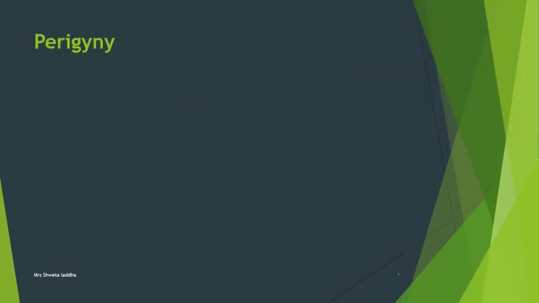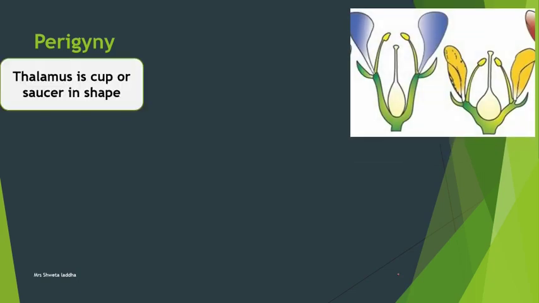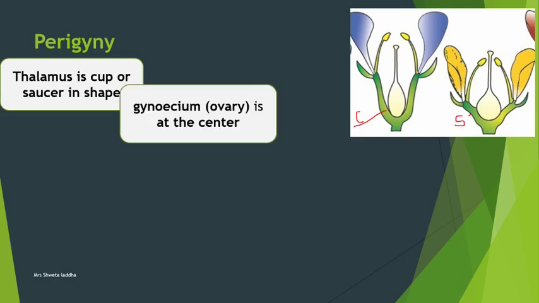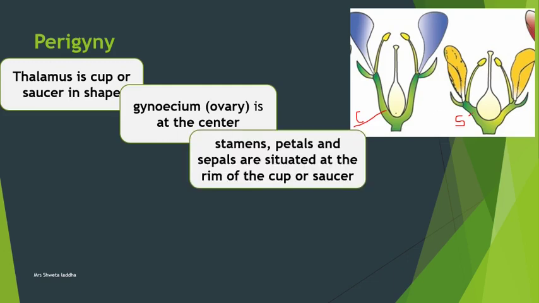Let us see the second point, that is perigyny, surrounding the gynoecium. In this case, in the first picture, the thalamus is either becoming a cup shaped structure or a saucer shape. Saucer means a plate, dish like structure. The ovary is at the center. Here you will see this is the ovary which is in the center, and the other floral whorls are present at the rim or border or periphery of the cup or the saucer.